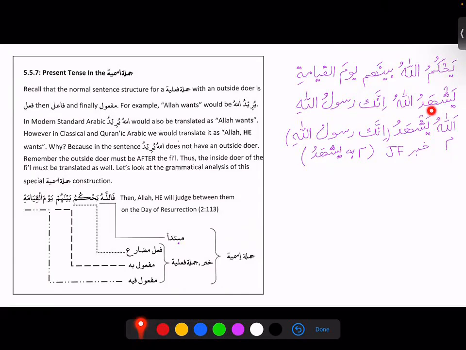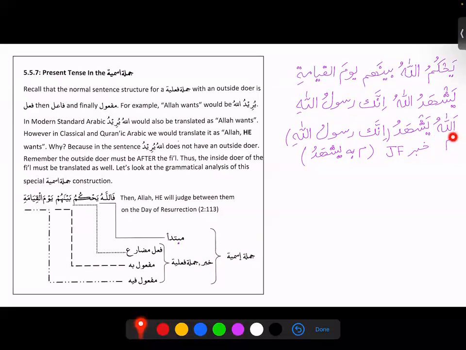So now what happened? We have fail, we have fa'il over here. And what else do we need? Maf'ul, right? Where is the maf'ul? Innaka Rasulullahi. Because when we say Allah subhanahu wa ta'ala testifies, what? That you are the Rasul of Allah. So the whole sentence, Jumla Ismiya, is the maf'ulun bihi over here. And then since it's not going to show us, we're going to say fi mahalli nasab, right? Because this is our maf'ulun bihi.